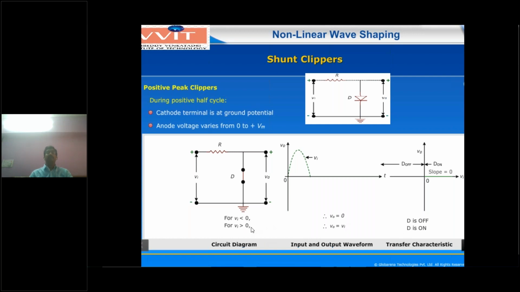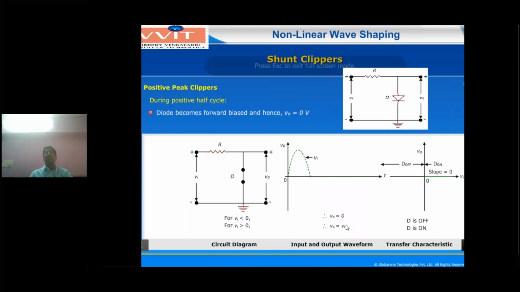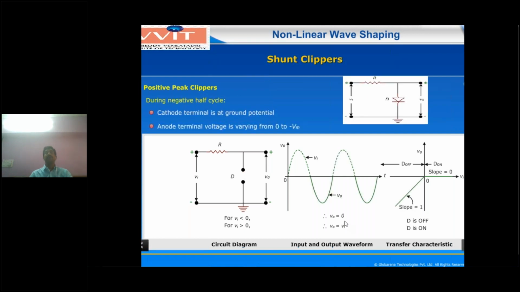Similarly, whenever Vi is greater than 0, you are applying a positive peak. A positive peak means the diode will be forward biased and act as a short circuit. Once it is a short circuit, the output voltage across the short circuit is 0. The reverse will be there for the other case. Now you have to see the output waveform. This is the output waveform for the positive peak clipping circuit.